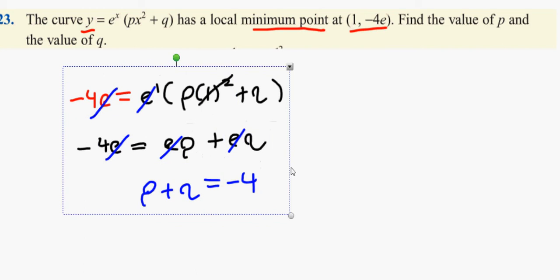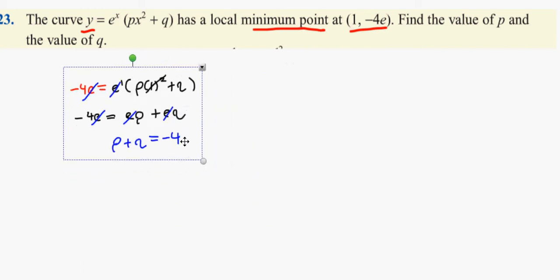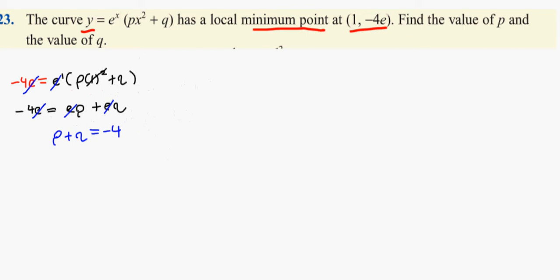We're now going to try looking for the other half of that simultaneous equation using the information given. It says local minimum point. A minimum point is a turning point, and for turning points, dy/dx equals 0 at x equals 1, because the turning point is x equals 1. So we're going to differentiate this. We're going to use the product rule.